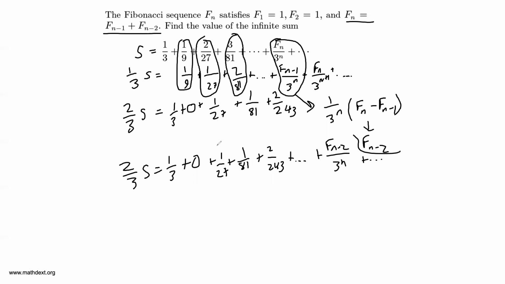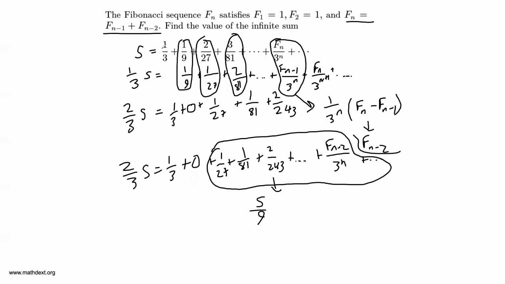And you might stop for a moment and think, hey, look at this big infinite sum. Looks pretty familiar, right? Turns out this is just S divided by 9. If you divide this term by 9, you get 1/27. If you divide this term by 9, you get 1/81. If you divide this term by 9, you get 2/243. And if you had divided the f(n-2) term over here by 9, you get f(n-2) over 3^n. So what you really have is 2/3 S is equal to 1/3 plus... no, excuse me, S over 9. Can't read my own handwriting.